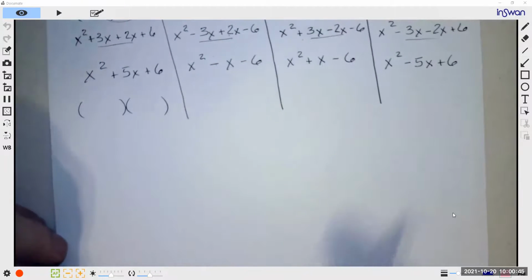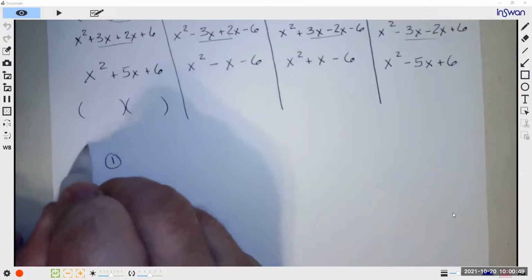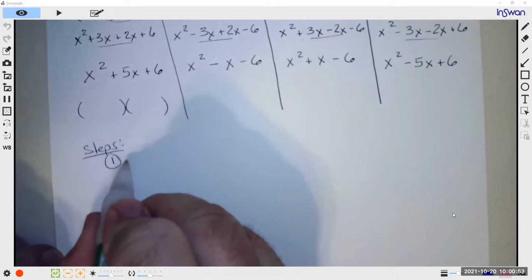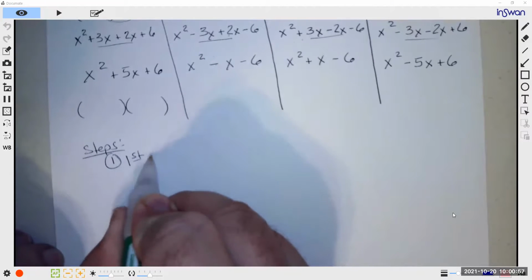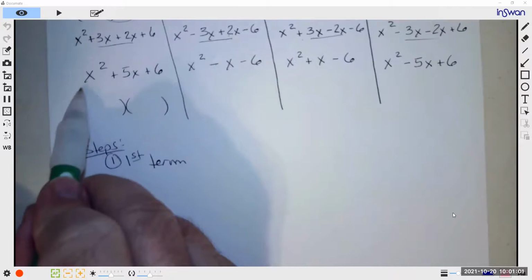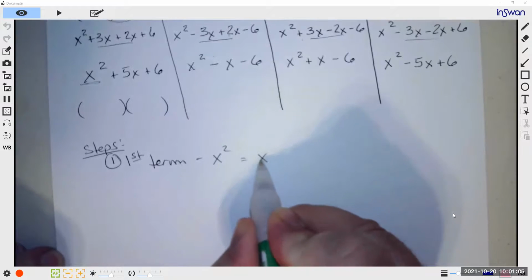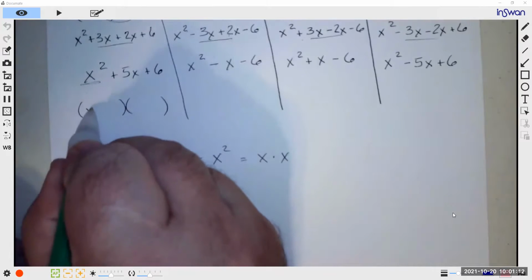Okay, I'm going to write the steps down here. First step: the first term. What makes up x squared? X times x. So that goes in the first spots.